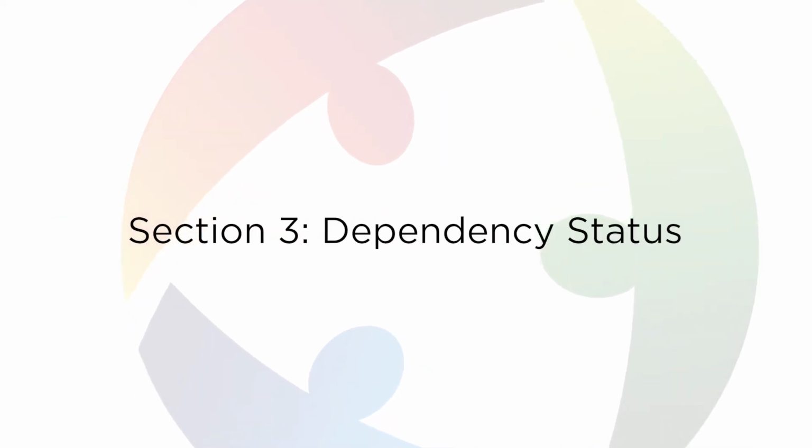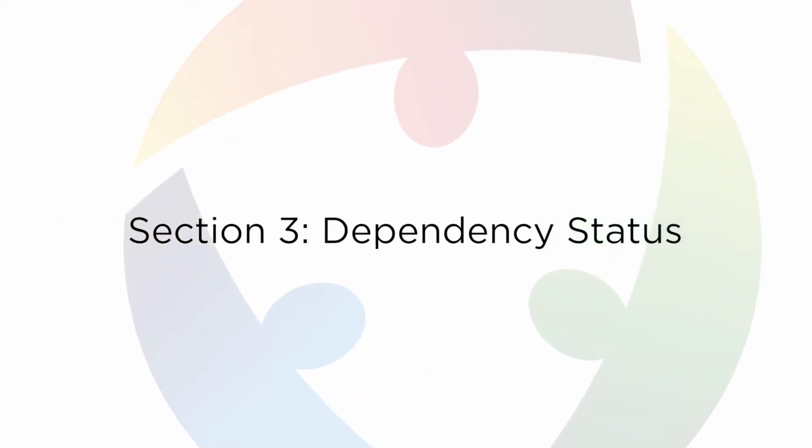Section 3 determines dependency status for the student. So a student is either determined dependent or independent. If they are determined dependent, then they would include their parents' information on the FAFSA. Independent students would not have to include their parents' information. They would complete the FAFSA on their own.